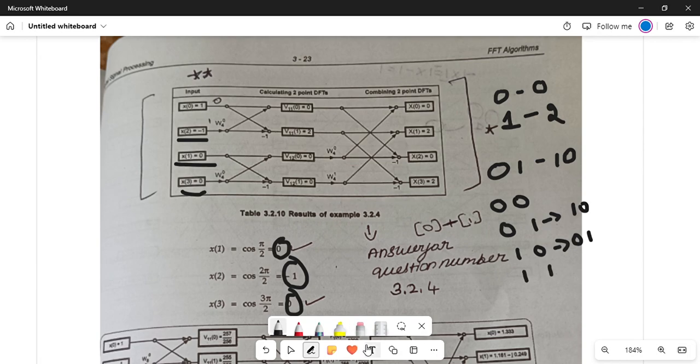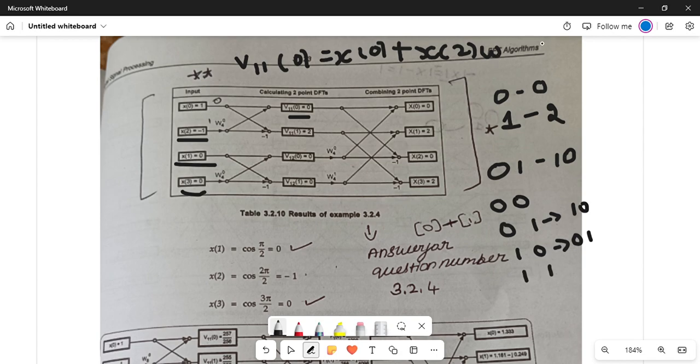So therefore, when you substitute all these values, you get the resultant v11 of 0 equal to 0, right? How is v11 of 0 equal to 0? That is your x of 0. I'll write the equation because this is new to you. So x of 0 plus x of 2 into omega 8 to the power of 0. Yes, so this is the resultant.